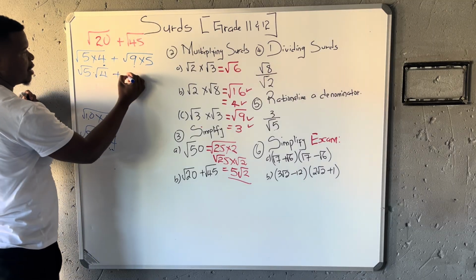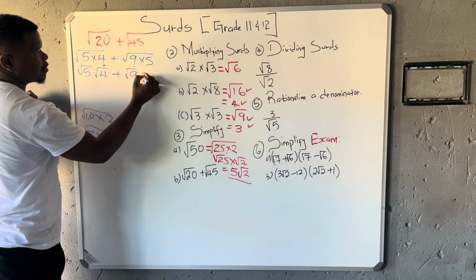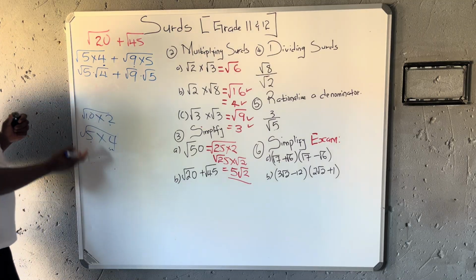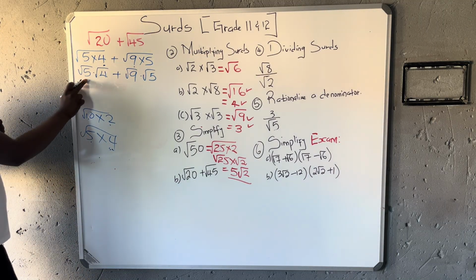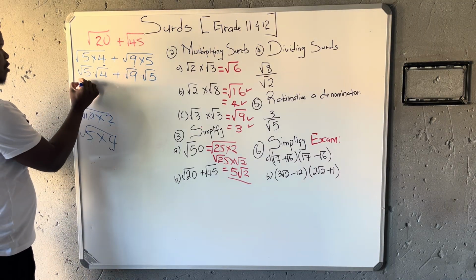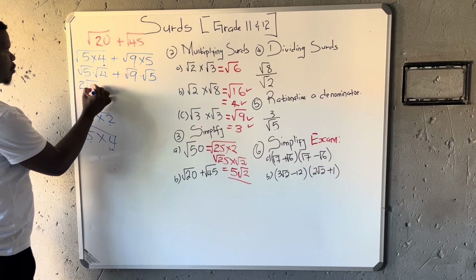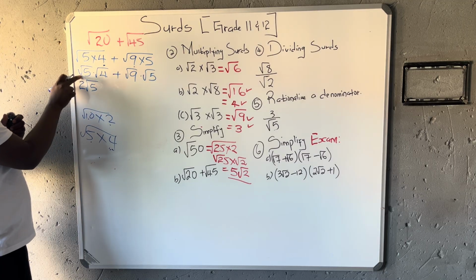So even here, square root of 9 times square root of 5. Now, give us the result. 5 doesn't have a square root. What is the square root of 4? It's 2. So 2 must come in front. So I'm going to say 2, but square root of 5, we don't have.